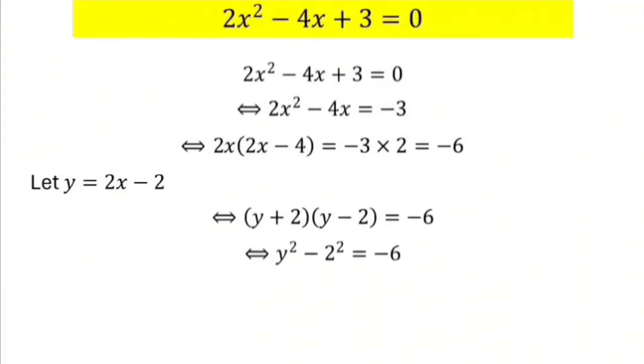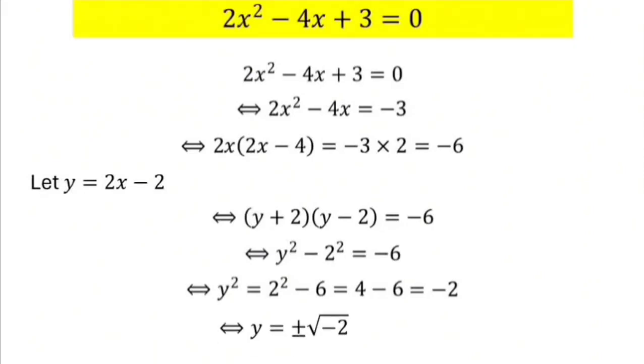So now we've got them in the correct form, we can use the difference of squares equation and we get y squared minus 2 squared equals minus 6. Which of course gives us that y squared equals 2 squared minus 6, which is 4 minus 6, which is minus 2. So that means that y is plus or minus, please don't forget the plus or minus, the square root of minus 2. Now minus 2 isn't an issue. This method deals with complex and imaginary numbers without an issue, and of course the square root of minus 2 is i root 2. So we can just plug that in and we have y equals plus or minus i root 2.